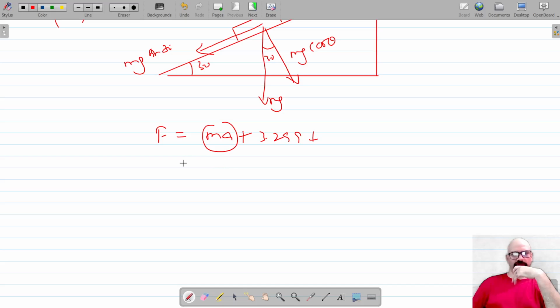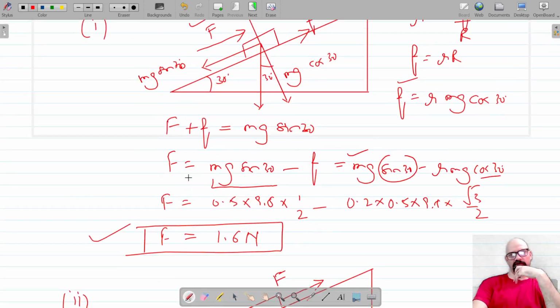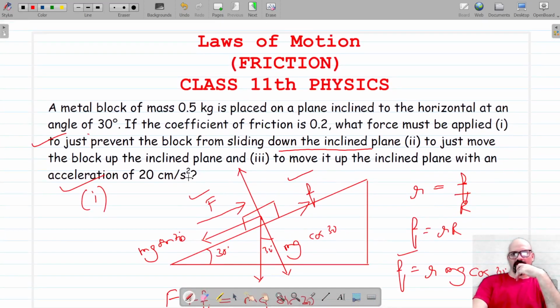So this force comes out to be: mass is 0.5, acceleration is 0.2, plus this 3.299. The block is already moving up the inclined plane with this force; we have to just give the acceleration. For the acceleration we have to give an additional force, which is 0.5 into 0.2, that is 0.10, plus 3.299, which is equal to 3.399 Newton. So this is the force with which the block will move up with an acceleration of 0.2 meter per second square. With this, we are done with all three parts of this question.